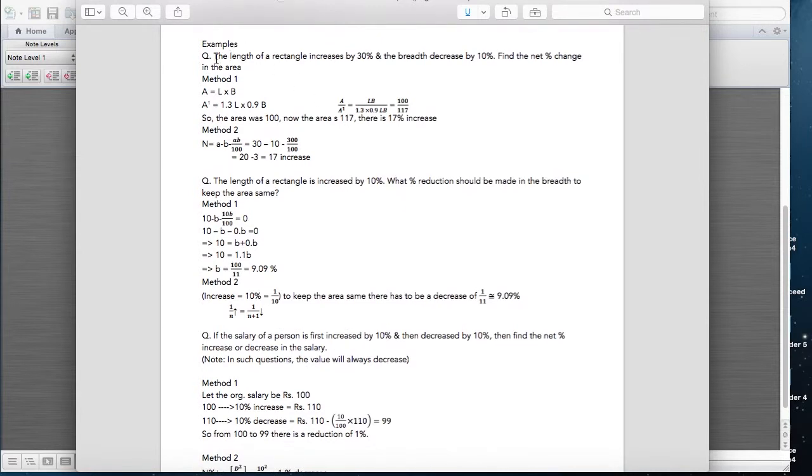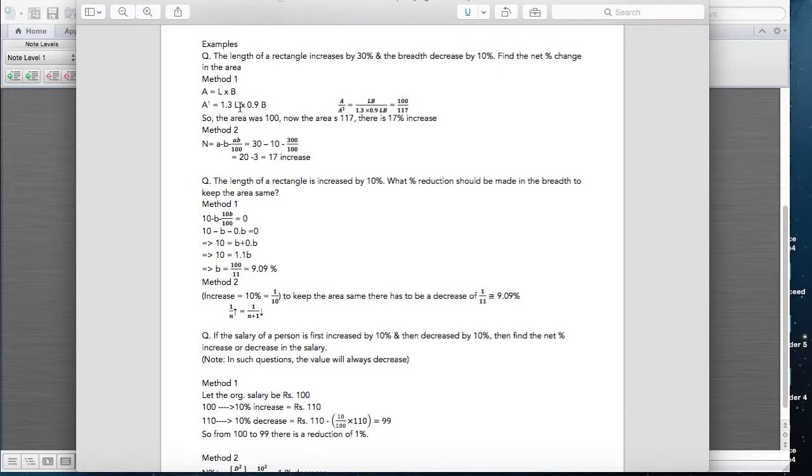We did this question: the length of a rectangle increases by 30% and the breadth decreases by 10%, and we have to find the net percent change in the area. Method 1: the area of a rectangle is length into breadth. So area is L into B.